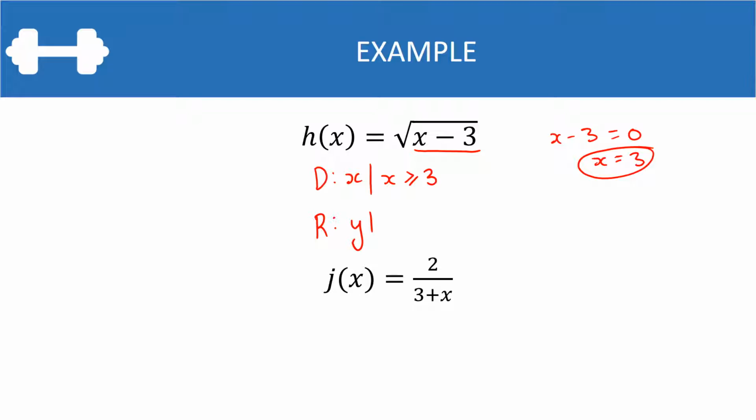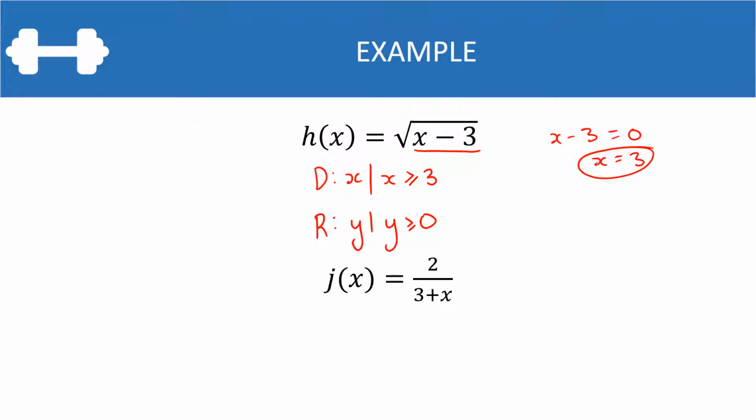But if we keep in mind I'm taking the square root of something, we should remember that if I'm taking the square root of any number, my result is going to be a positive number. So my range here is limited by that fact. I can say my range is y such that y is always going to be greater than or equal to 0.